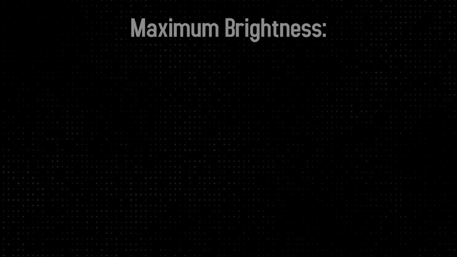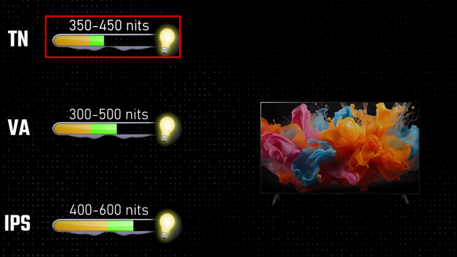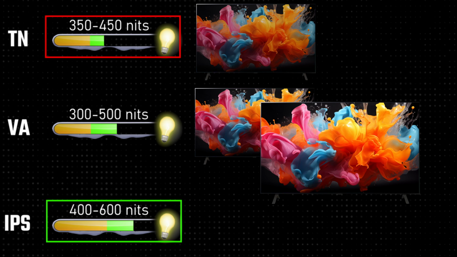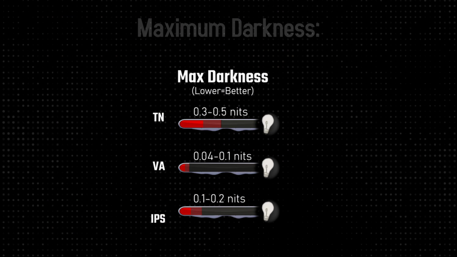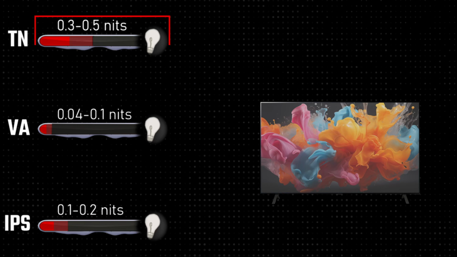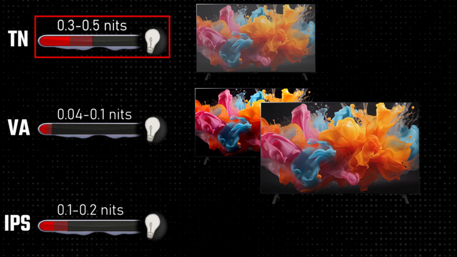Now let's see how each of these panels compare in these metrics, starting with maximum brightness. Crucial to be high in bright rooms. TN performs the weakest, VA lands in the middle, and IPS comes out on top. Then black levels. This metric becomes important in darker rooms. TN does terribly. VA shows its strength here, while IPS falls in between.